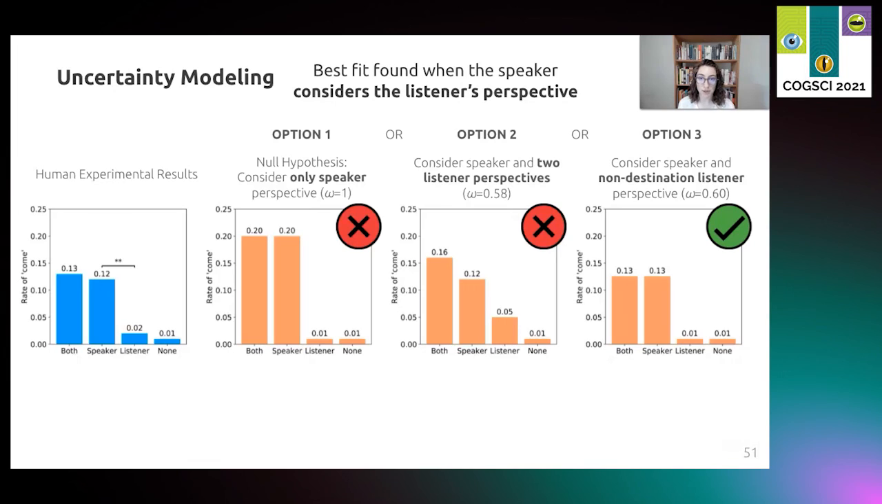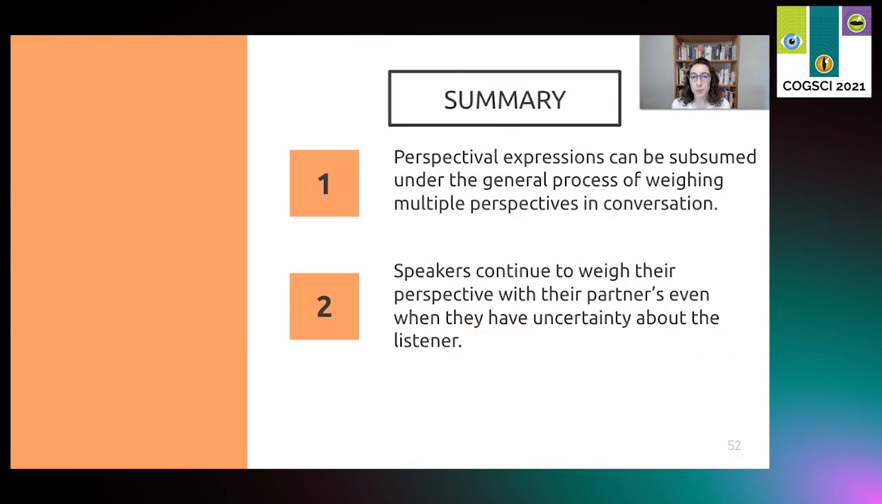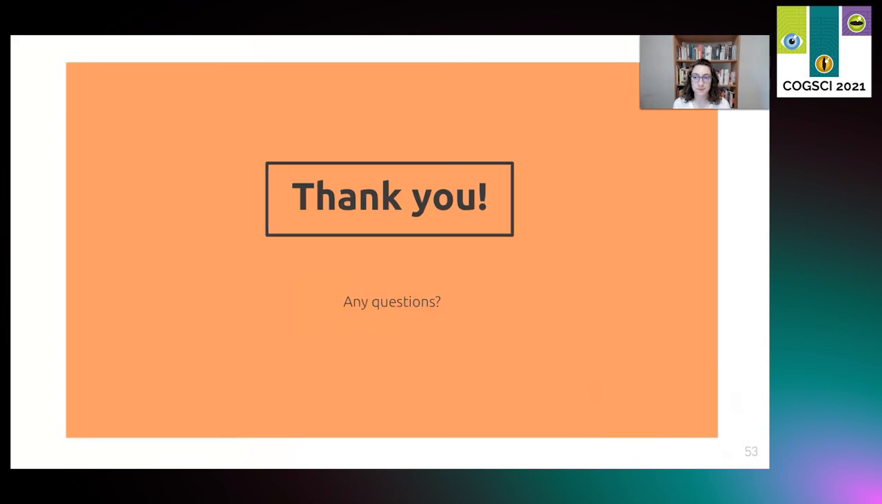To sum up, we ran a production experiment and performed computational modeling to test two hypotheses, and we found support for both of our hypotheses. First, we found that use of perspectival expressions can be subsumed under the general process of weighing multiple perspectives in conversation. And second, we found that speakers continue to weigh their perspective with their partners even when they have uncertainty about the listener. Thank you.